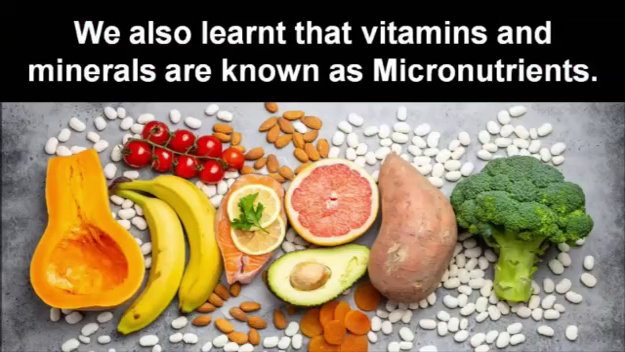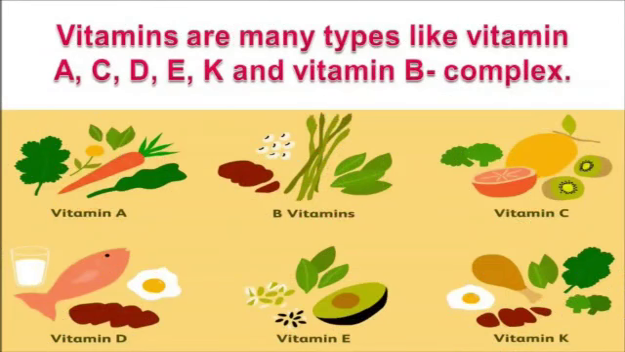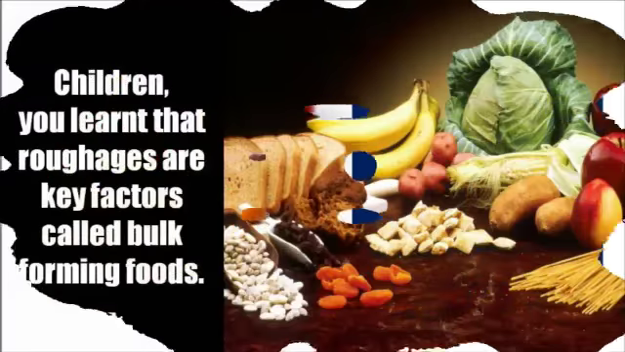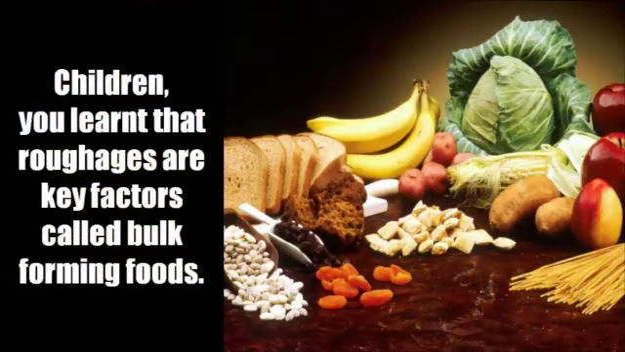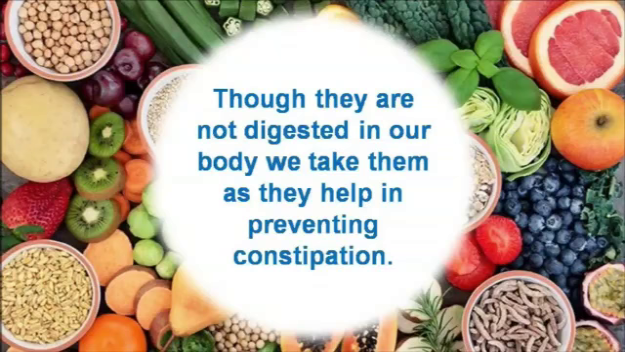We also learned that vitamins and minerals are known as micronutrients. Vitamins are many types like vitamin A, C, D, E, K, and vitamin B complex. Minerals also play a vital role in our body. They protect our body and keep it healthy. Children, you learned that roughages are key factors called bulk forming foods. Though they are not digested in our body, we take them as they help in preventing constipation.